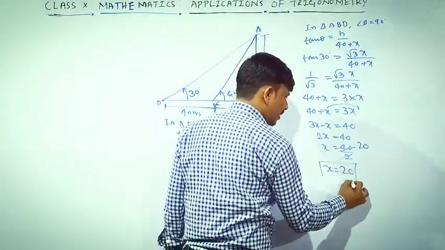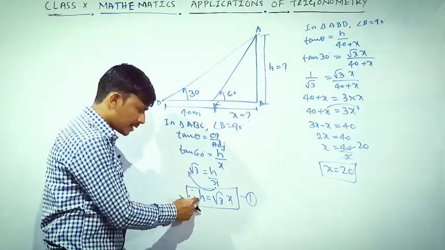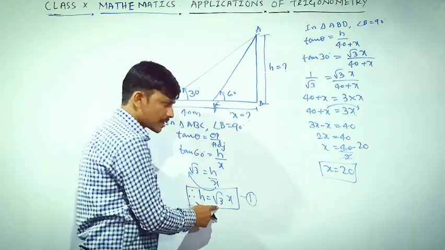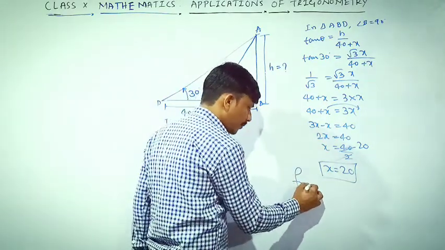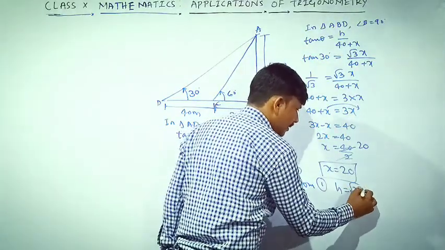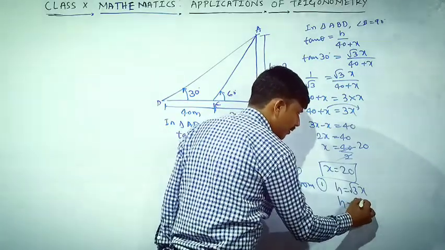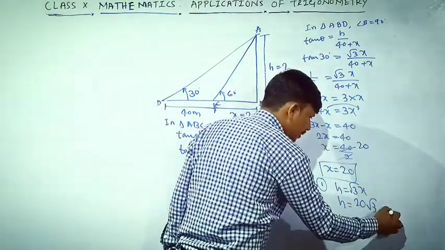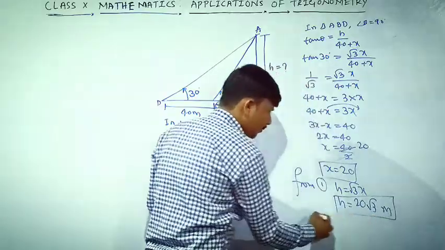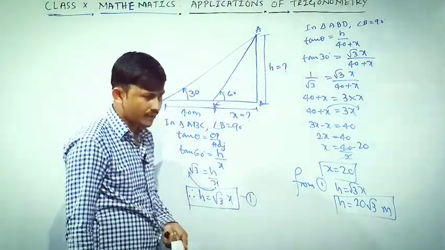But this is not the answer. What we need to find out? Height. What is the height? It is root 3x, from equation number 1. H is equal to root 3x. Therefore H is equal to root 3 into 20, that is 20 root 3 meter is the answer. If the value of root 3 is given, substitute the value. If it is not given here, the answer will be 20 root 3.